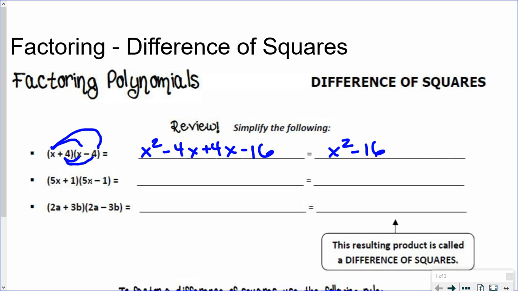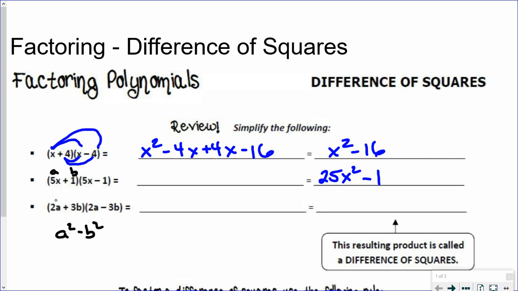Now, this is a special case where you have a binomial that's being added together and the same terms being subtracted. And whenever you have this, that special case always ends up with the result of a squared minus b squared, where this is a and this is b. So instead of doing FOIL, you can go directly to the answer. So I can do 5x times 5x, that would be 25x squared, minus 1 times 1 is 1. So just a shortcut if you don't want to use FOIL or some other method.